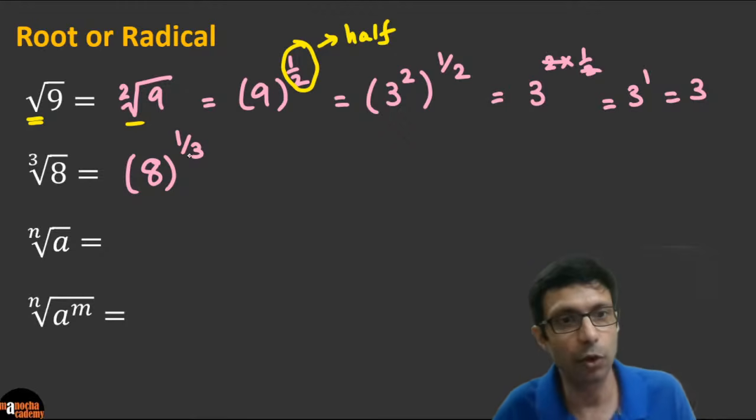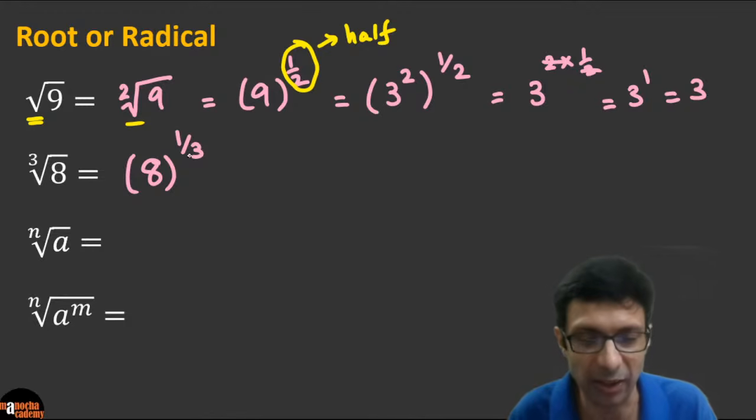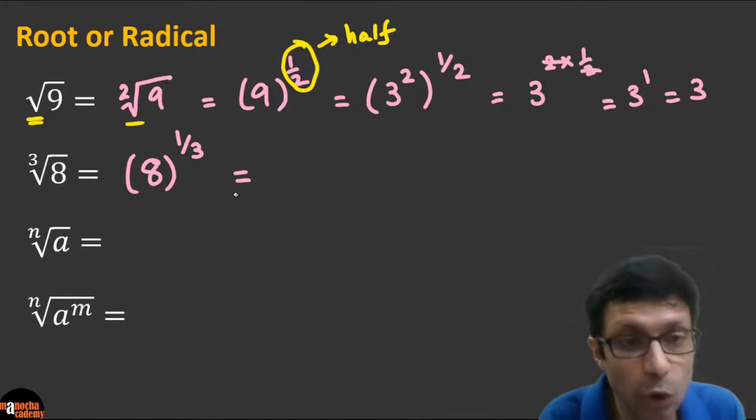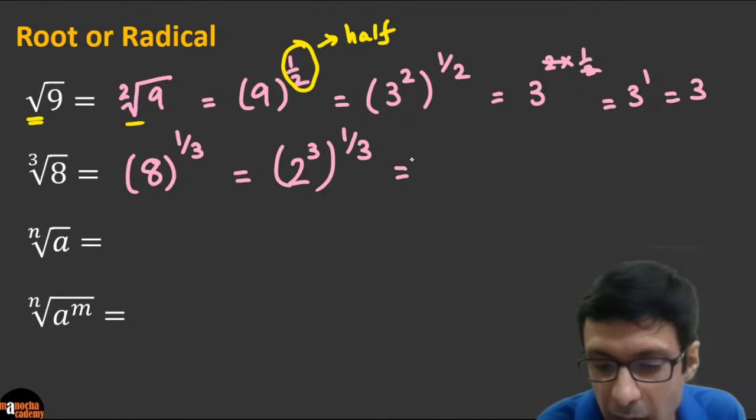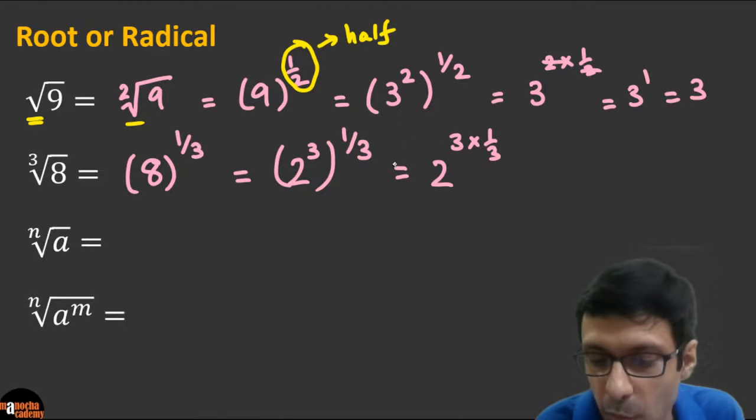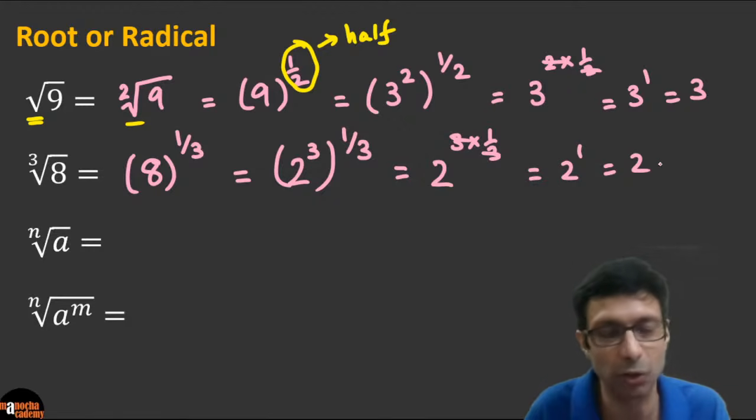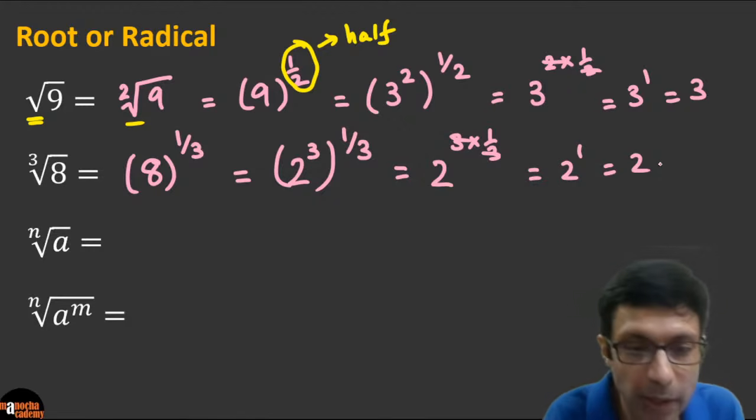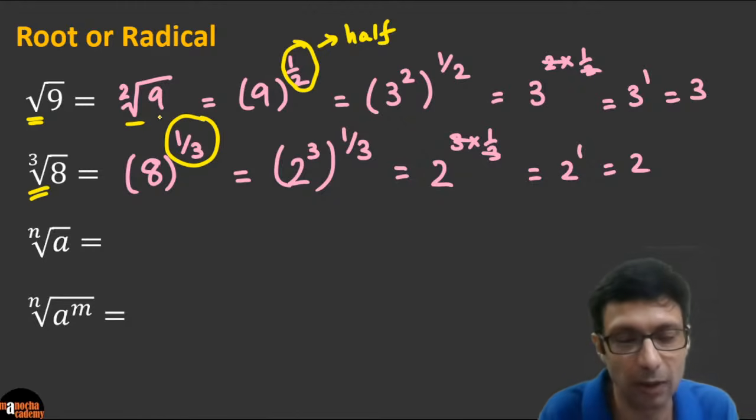A lot of students get confused with the root or radical. Cube root of 8 means basically 8 raised to the power 1 by 3. Excellent, right? You know cube root of 8 is 2, and let's work it out with our exponent knowledge. So this is going to be 2 cubed to the power 1 by 3. Can you see the 3 and 3 will get cancelled? It's 3 times 1 by 3, so 3 gets cancelled here. 2 to the power 1, which is 2. And that's exactly what you guys told me, right? So cube root means to the power 1 by 3.